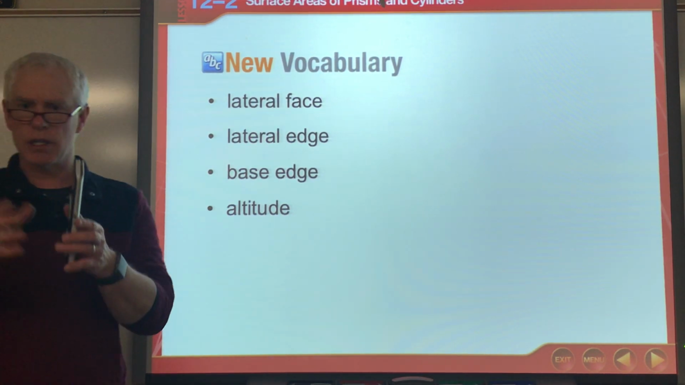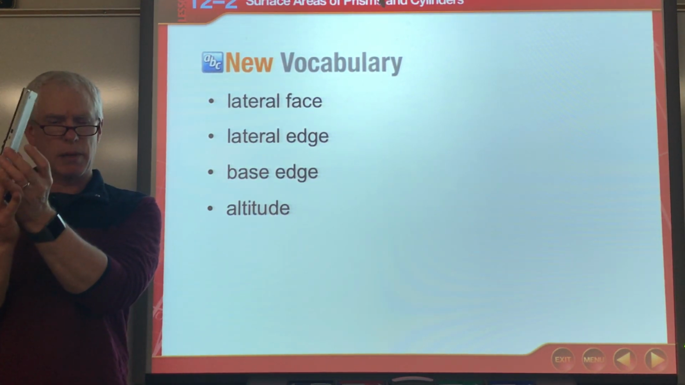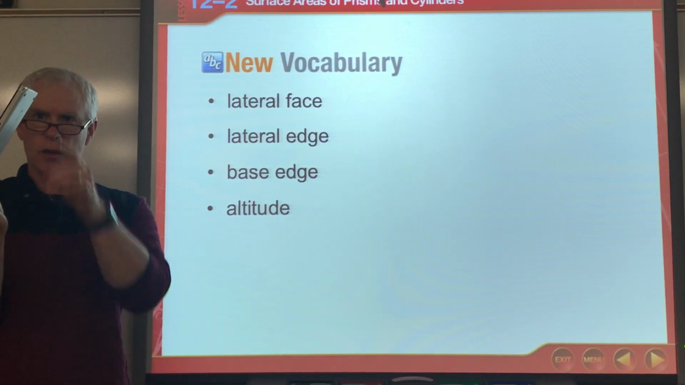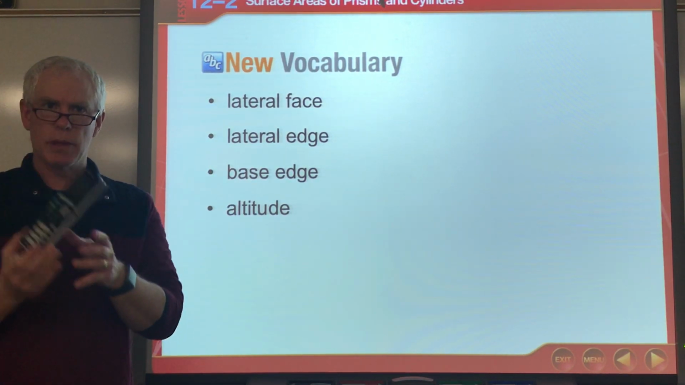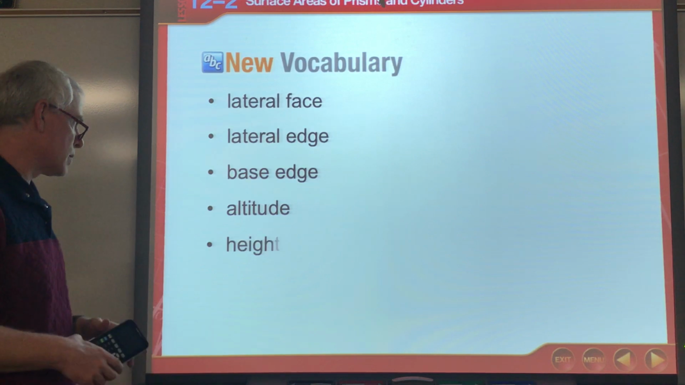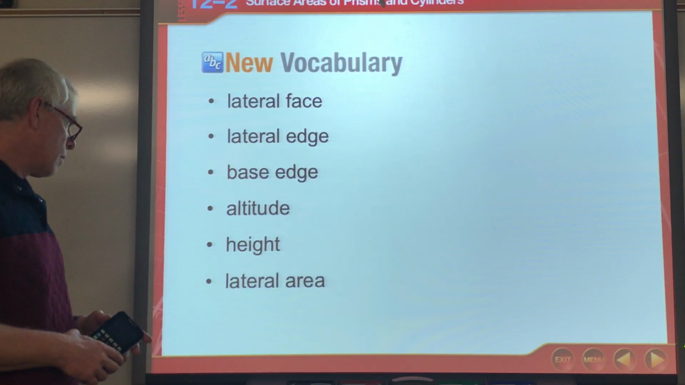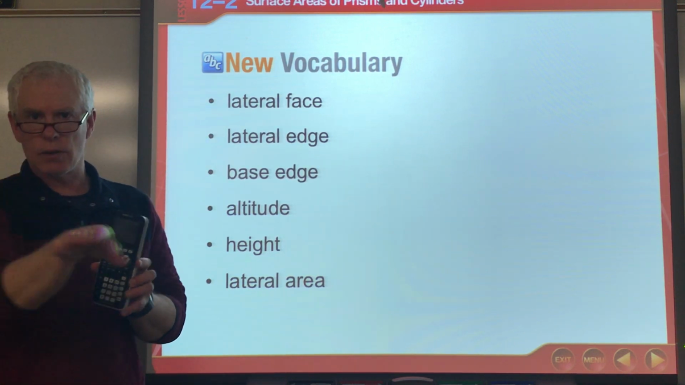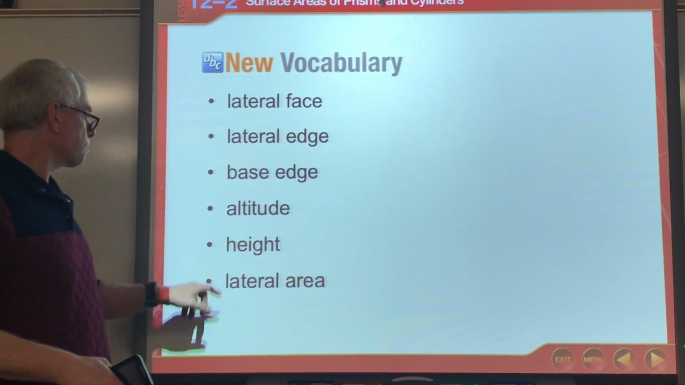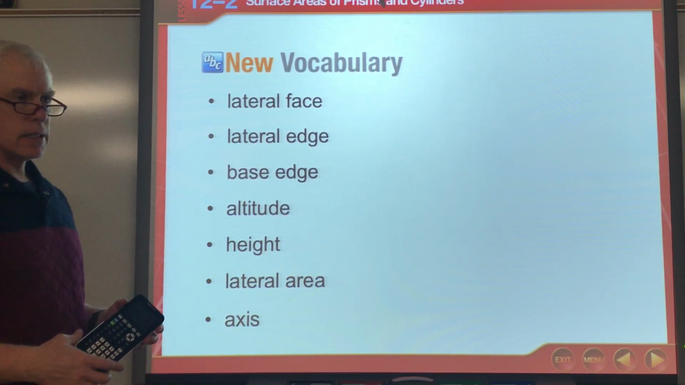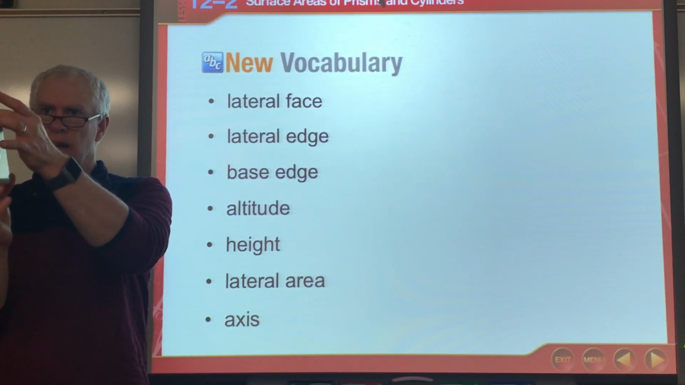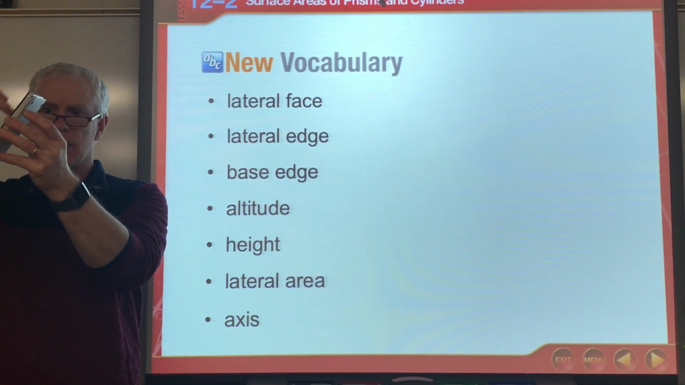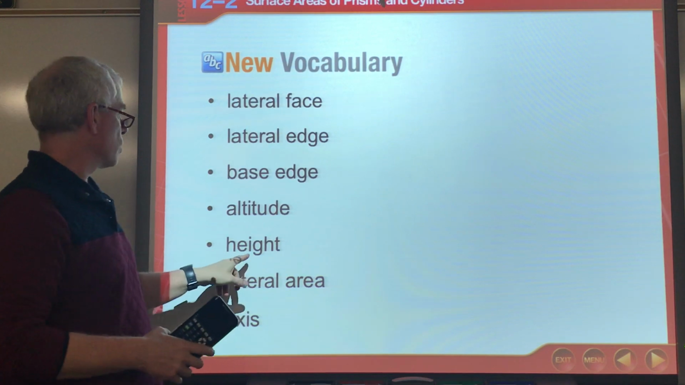They say altitude because you could have a prism that's oblique, so it could be laying on its side like this a little bit, and the height then would be that straight down distance, but it's really the same as the height, okay? Lateral area is the area around the outside, all those rectangles. An axis, if you're dealing with a cylinder, and I've made it oblique like this, is what's joining the two circular bases.